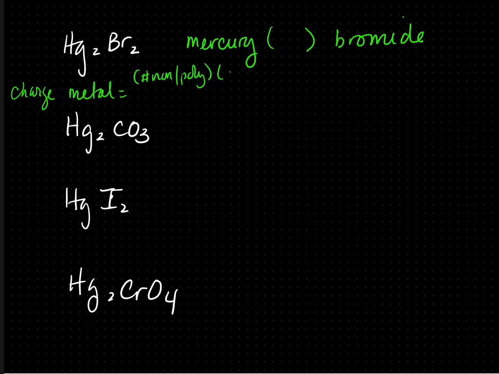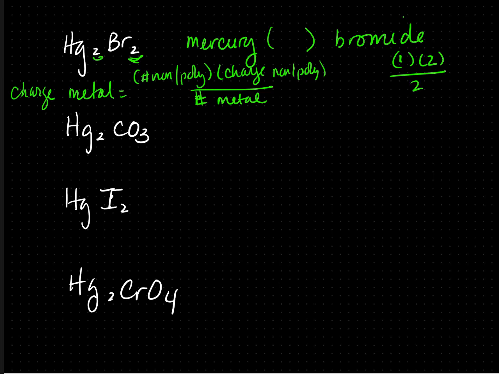Charge of nonmetal or polyatomic divided by number of metals. So the charge of bromine is 1. There are 2 bromines. Divided by the number of metals, there are 2 metals. The 2 cancels out, so this is mercury 1.